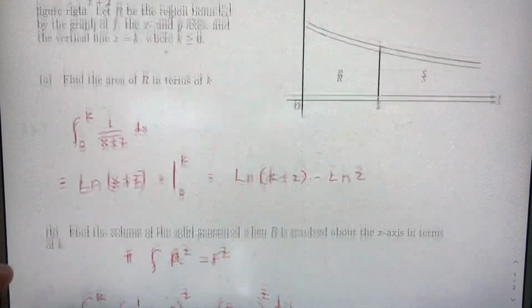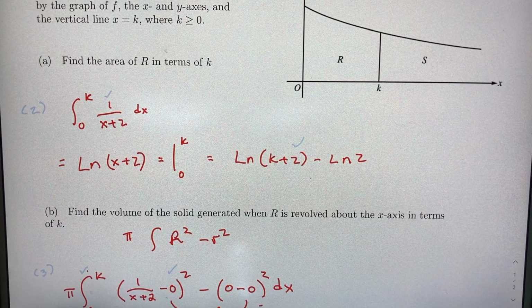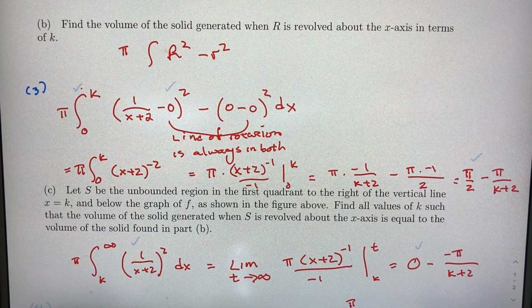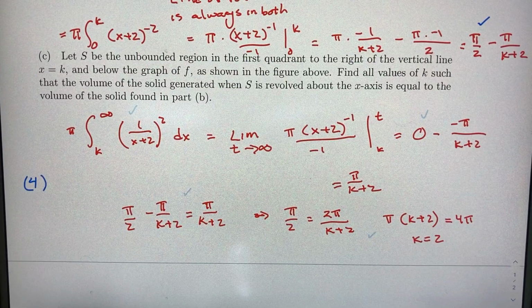Okay, point values. Let's see. 2 points for this, 1 point for setting up the integral with proper bounds, 1 point for the antiderivative by hand. This is 3 points, 1 point for pi and the bounds, 1 point for the input, 1 point for getting to the final answer. This is 4 points. 1 point for the improper integral, 1 point for antiderivative and evaluation. So now 1 point for setting up an equation, and 1 point for actually solving it.